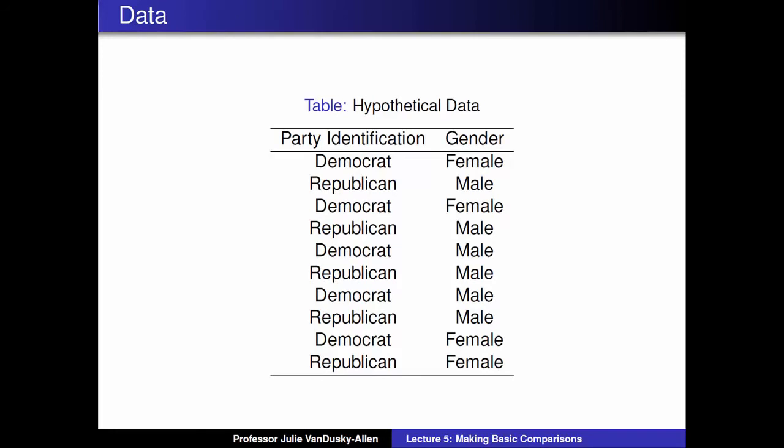Now imagine I wanted to determine whether there was in fact a real-world relationship between gender and party identification. I could conduct a survey and ask respondents their gender and their party affiliation. Here is a hypothetical data set that could come from such a survey. There are 10 hypothetical respondents, 4 females and 6 males, and 5 Democrats and 5 Republicans. So, were women in the survey more likely to identify as Democrats than men? We can use a cross-tabulation table to find out.